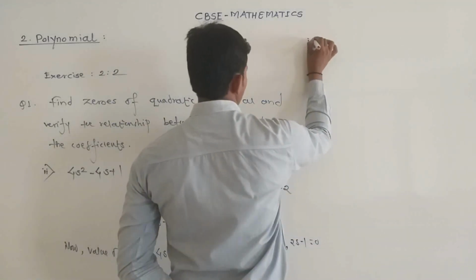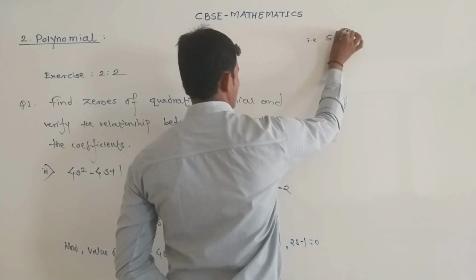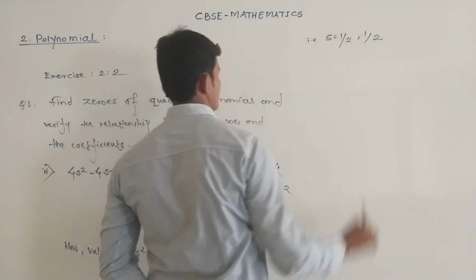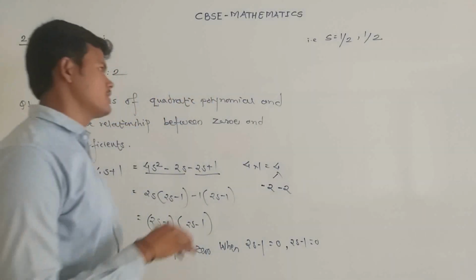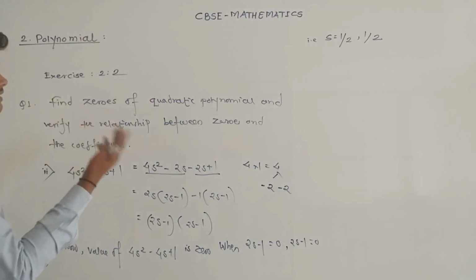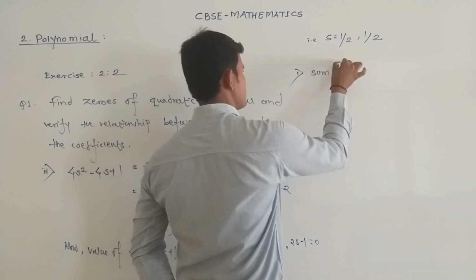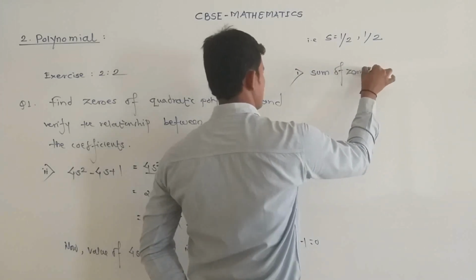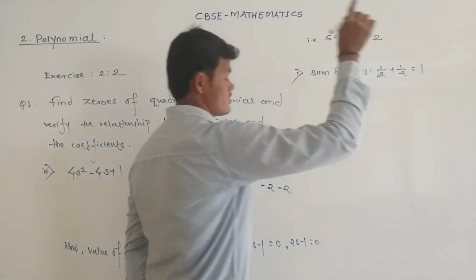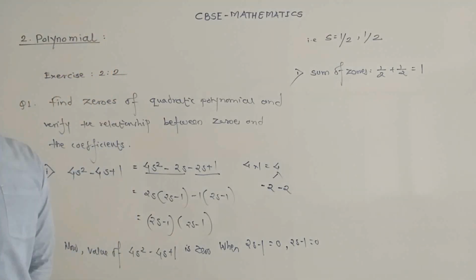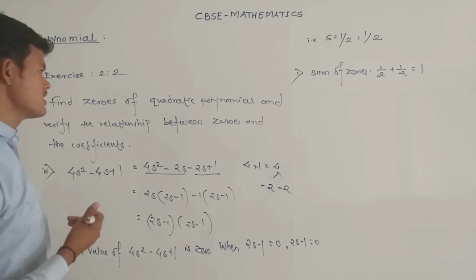That is twice. So the zeros of the polynomial are equal, that is 1 by 2. Now verify the relationships. So the first relation is sum of zeros. The sum of zeros is nothing but alpha, 1 by 2 plus 1 by 2, which is 1. So sum of zeros is nothing but minus b by a. Minus b is nothing but the minus of coefficient of x divided by coefficient of x square.